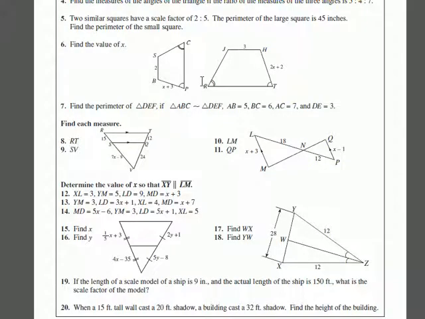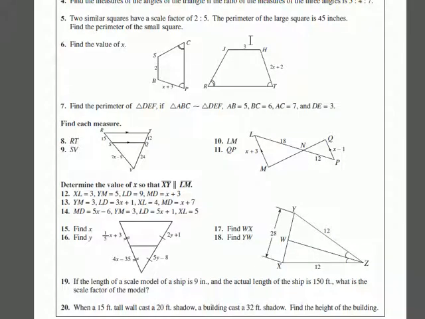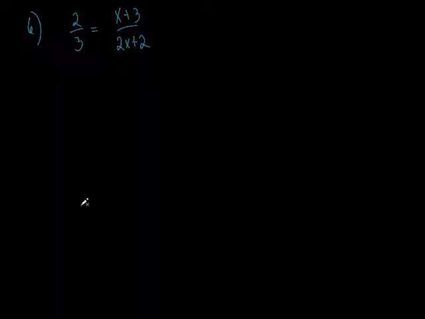If I go 2 to 3, what about this one? This is opposite the one with 2 arcs, so those two go together. So it's x plus 3 over 2x plus 2. Do you see that? The 2 and the 3 go together. They match up, they're corresponding. The x plus 3 matches up with the 2x plus 2. So you write a proportion out of that, and now you just solve for x.